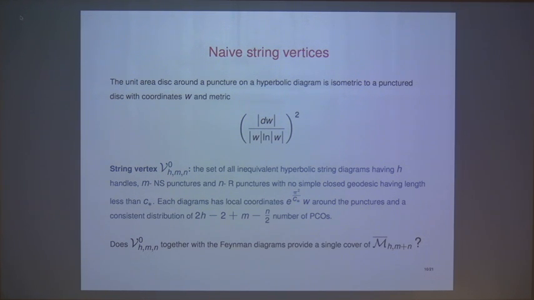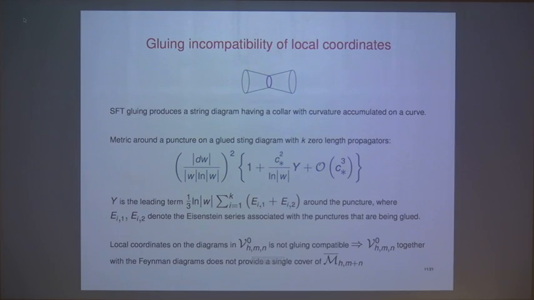And we have to choose a consistent distribution of a certain number of picture changing operators. So I can come up with any definition, but I have to show that this definition is a consistent one. For that, we have to take this string vertex and try to cover the whole moduli space using the string vertex and the Feynman diagrams that I can construct with this string vertex. So that means I have to see how string field theory is going to glue two hyperbolic diagrams.